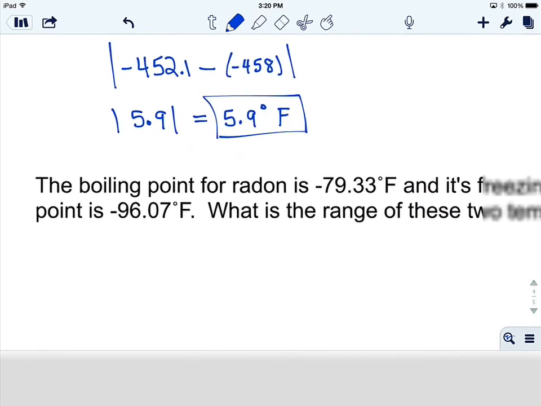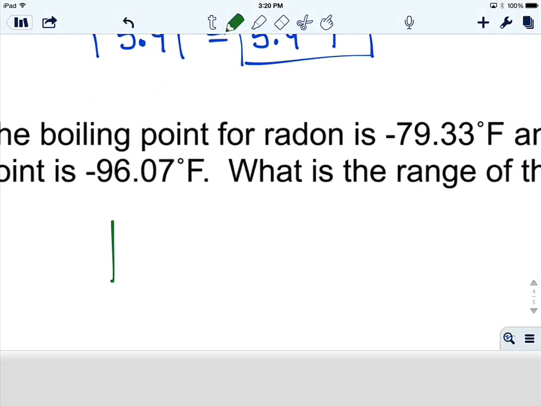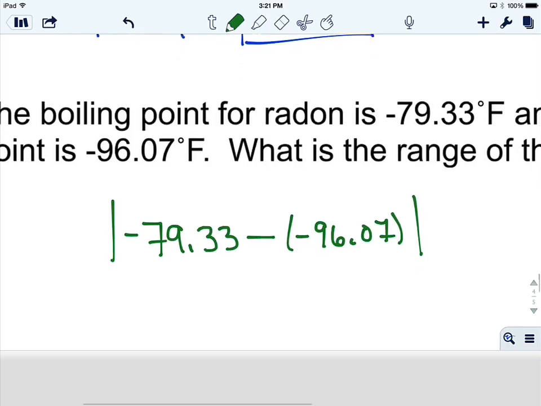Let's take a look at the next one, another gas here. The boiling point for radon is negative 79.33 degrees Fahrenheit, and its freezing point is a little bit further away than it was for helium, negative 96.07. So let's find the range between those two temps. The absolute value of negative 79.33 minus, again, another negative, negative 96.07. Close out my parentheses and then finish up with my bars.